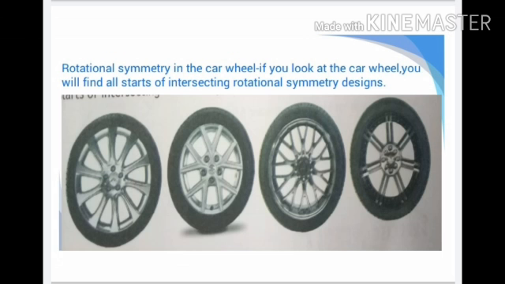Next, let us see rotational symmetry in the car wheel. If you look at the car wheel, you will find all sorts of intersecting rotational symmetry designs. So you can see here 4 car wheels are given, 4 designs of rotational symmetry intersecting each other. You can see here in the middle they are intersecting. So in the 4 wheels given here, different designs of intersecting rotational symmetry are given.